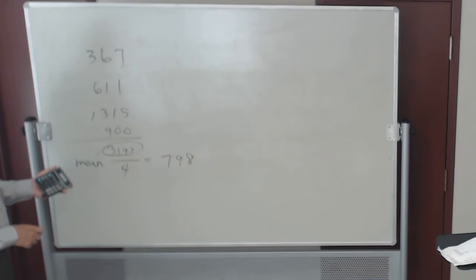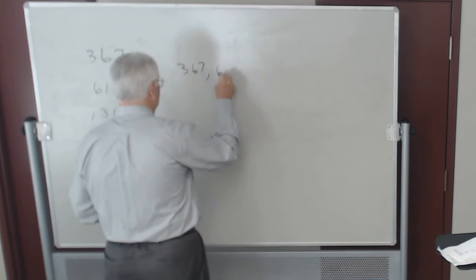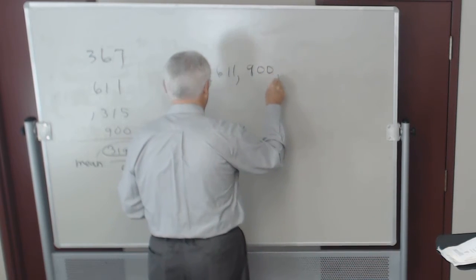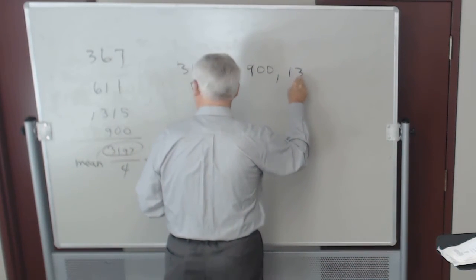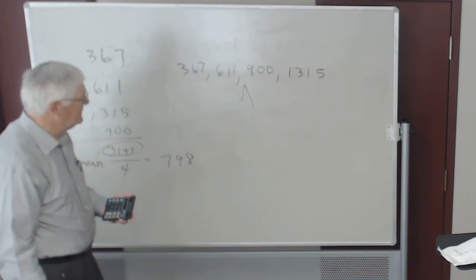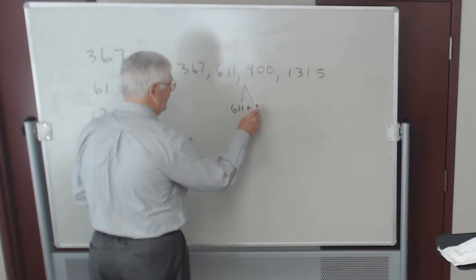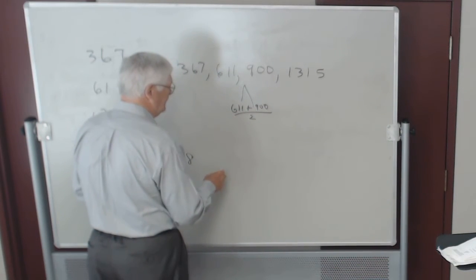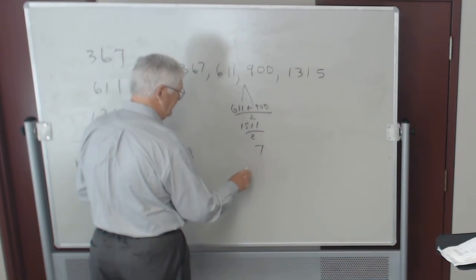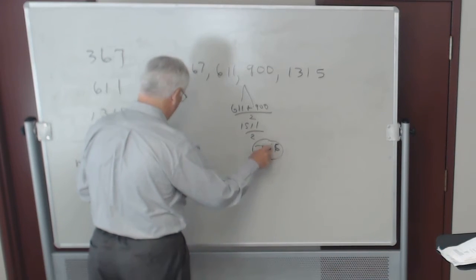Where's the median? What are these? 367, 611, 900, because you have to put them in order, and 1315. So where's the median? 611 plus 900 is 1511, divided by 2 is 755.5, or 756.